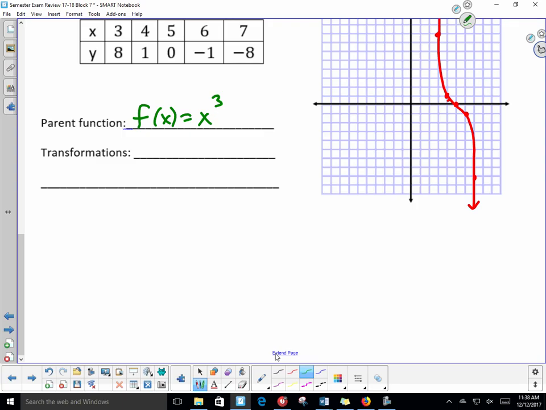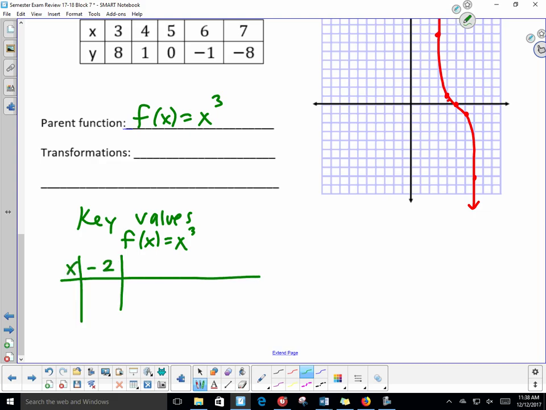So we're going to make our parent function our key values for f of x equals x to the third. My x values I'm going to start with are negative 2, and I'm going to go negative 1, 0, 1, and 2. Steve, do you remember how to find the y's that go with that one? You just plug it in. Yeah, so just raise them each to the third.